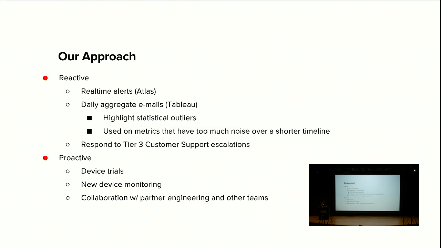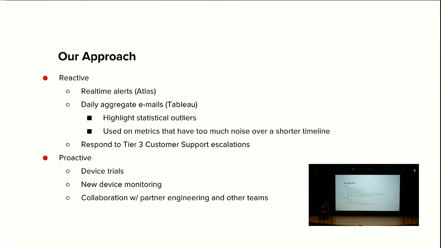Our overall approach you can divide into two categories: we work reactively and then proactively. Reactive is based on alerts and customer support escalations. For alerts, we use real-time alerts with a system developed internally here at Netflix called Atlas. It's open source, and you can check it out. The brief description is that it's a dimensional time series backend, basically a metric system for aggregating metrics across all your systems and then letting you graph and slice and dice them.